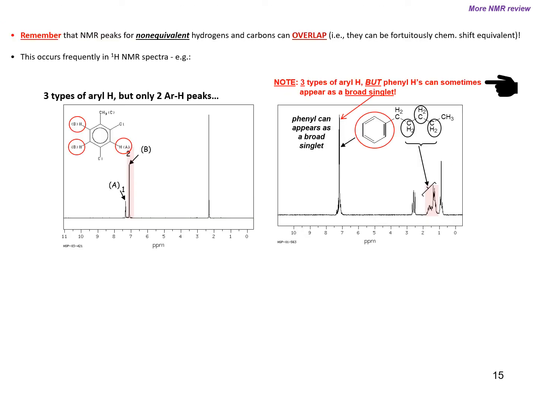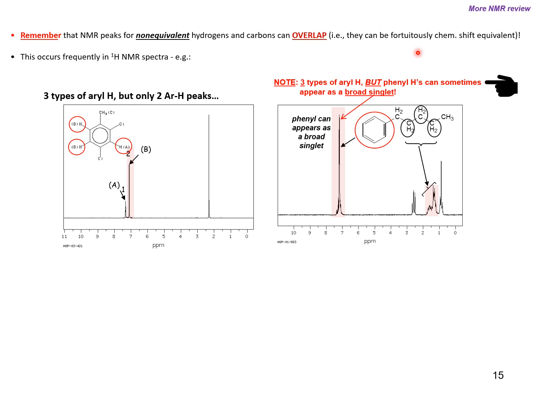If you viewed the NMR review videos, you would have seen this already, but I want to point out, because it's rather important, that it is quite common for peaks to overlap in proton and carbon NMR. Even though you might expect to find, say, 5 peaks in the proton NMR, you may only see 4 or 3. That doesn't mean the compound doesn't have 5 different types of hydrogen. It just means that some of them might, just by chance, be fortuitously chemical shift equivalent.